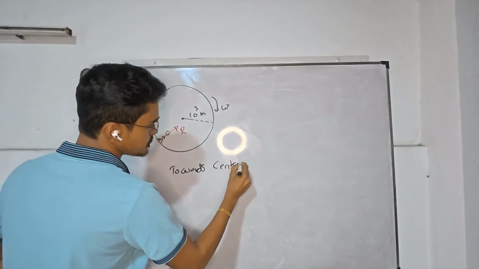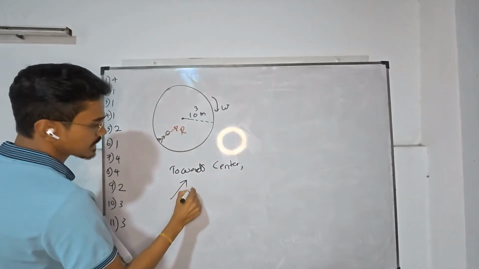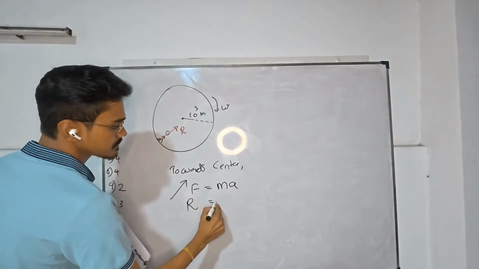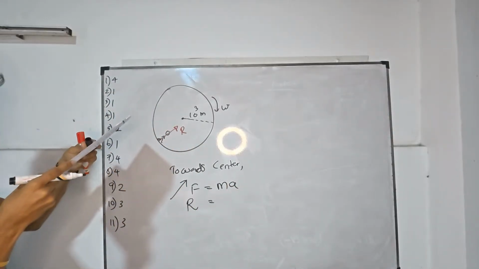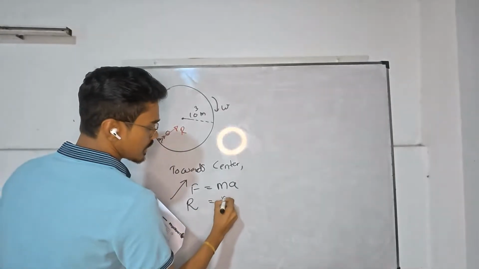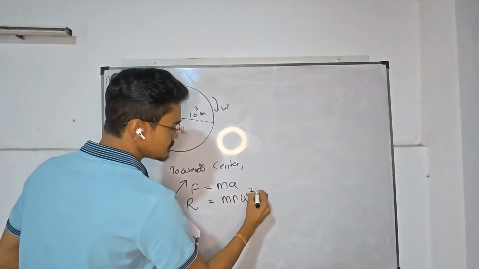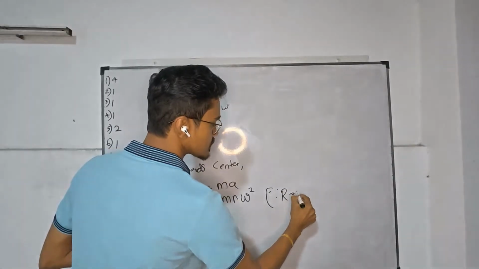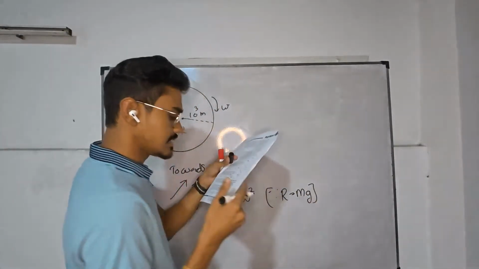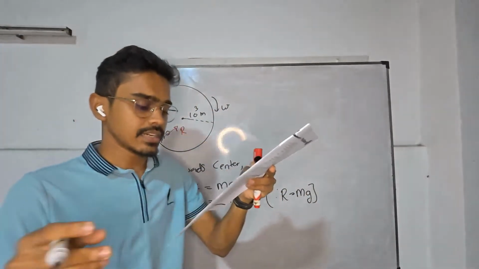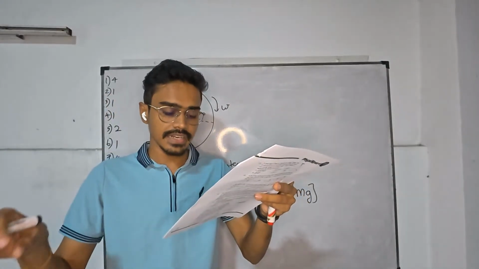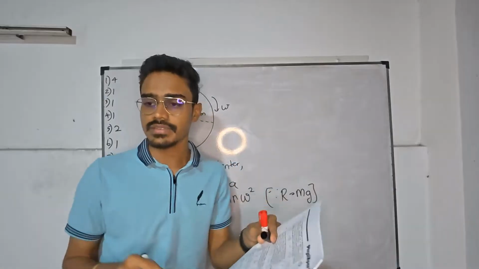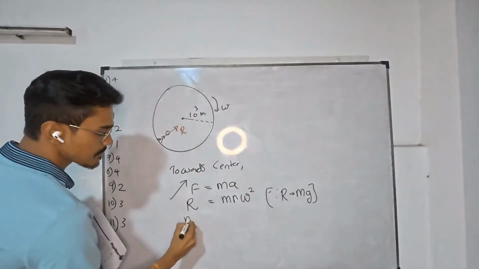Towards center, F equals ma. So the only force is R, and omega is asked. So m R omega squared. And they say that R equals mg, because the hint is that the reaction pushing his feet is equal to his weight on earth. His weight on earth is mg. So therefore, this is mg.